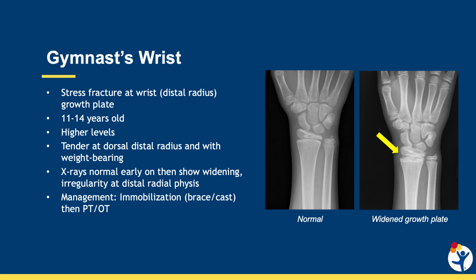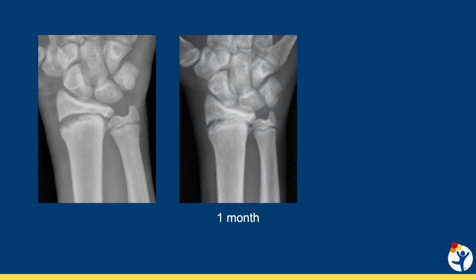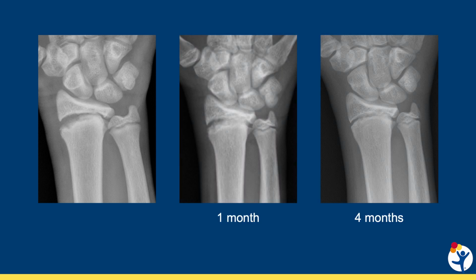On exam, patients typically have tenderness over the distal radius and limited wrist extension. Having a gymnast try to lift themselves off the exam table will often recreate their pain. Early on, x-rays may be normal, but as the condition progresses, x-rays may show widening and irregularity at the growth plate. Gymnasts will need a period of time in a cast or brace to allow the wrist to rest, and then physical therapy. Often there is weakness or tightness in the shoulders or upper back that can contribute to this issue, which is something PT can help address.